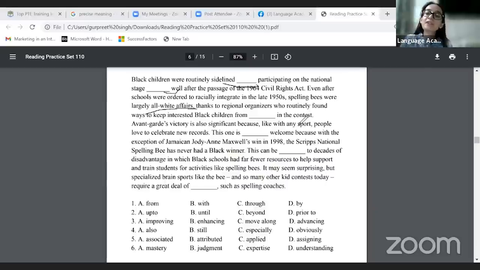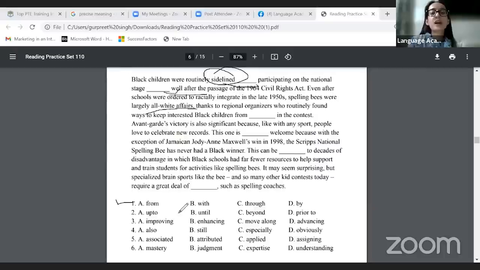So this is the basic thing. When the blank comes too early, read a bit ahead. Don't just focus on solving it. You will solve it wrong otherwise. At least find out what is the base of this story. The answer is from, because sidelined means prevented. So black children were prevented from participating on the national stage dash well after the passage of 1964.